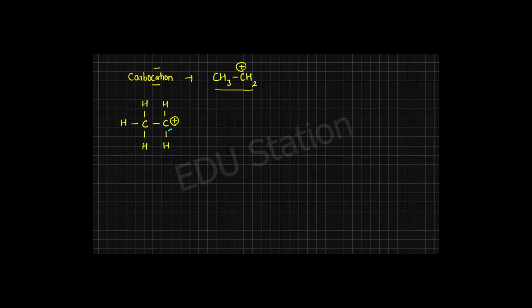Now, this carbon has 3 bonds, but carbon has 4 valence orbitals. This electron pair is given to this carbon in the empty orbital. So, the next structure will look like this: H C H H plus double bond C H H. Because this carbon has effectively gained 1 electron, the positive is gone.